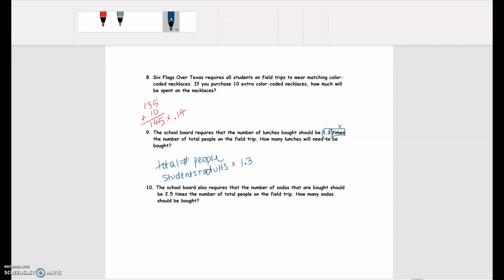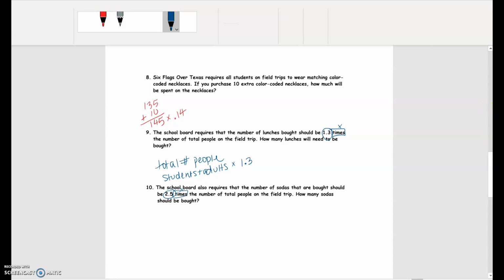Okay, so number 10, the school board also requires that the number of sodas purchased should be 2.5 times the total number of people. So how many sodas should be bought? Again, we're taking the number of students and adults, so we're using that same total we used in number 9 that we found way back in number 3. Then it says 2.5 times that total. So 2.5 times that total tells you how many sodas should be bought.